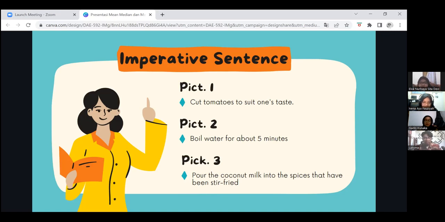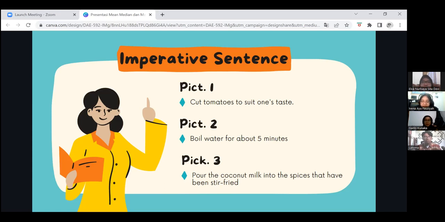Okay, everyone did well today. Before we end our meeting, I will give a brief summary of the lesson today. We learned about procedure text, containing generic structure, language feature, social function, and kinds of procedure text, right? So procedure text is a text aiming to inform the readers about how to make something.